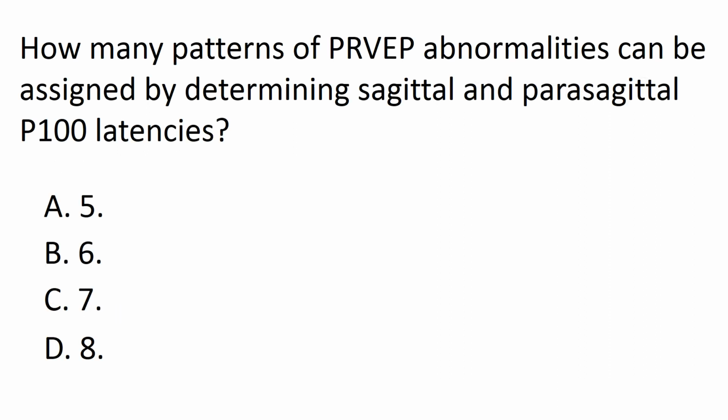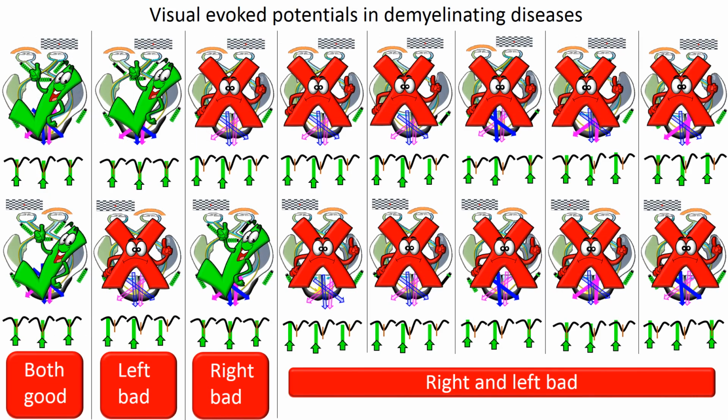Next question. How many patterns of pattern reversal visual evoked potential abnormalities can be assigned by determining sagittal and parasagittal P100 latency? A5, B6, C7, D8. Using sagittal P100, we are able to determine 4 patterns of abnormality. In the next few minutes, I will analyze parasagittal findings and use them to further narrow localization. So I will first take away the conclusions arrived by sagittal P100 results only.